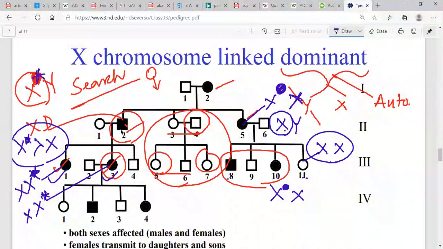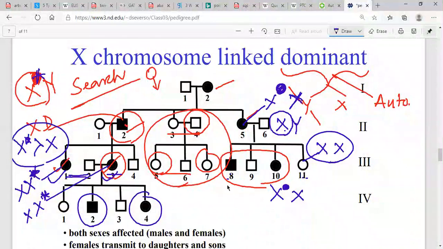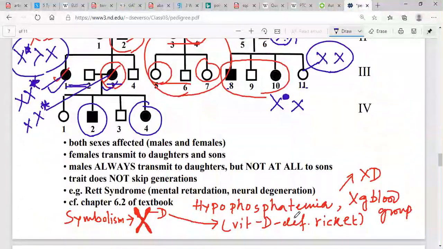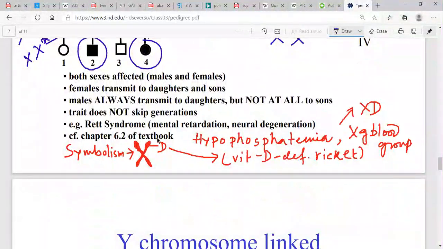But here you can see not a single girl is free from the trait. But if the mother is affected, definitely either male or female might be affected. You can go for the percentage calculation. In a future video we can study the percentage calculation, what is the ratio of it. So the simple examples they have given, like vitamin D deficiency, rickets, hypophosphatemia. These are simple examples of the X-linked dominant trait.